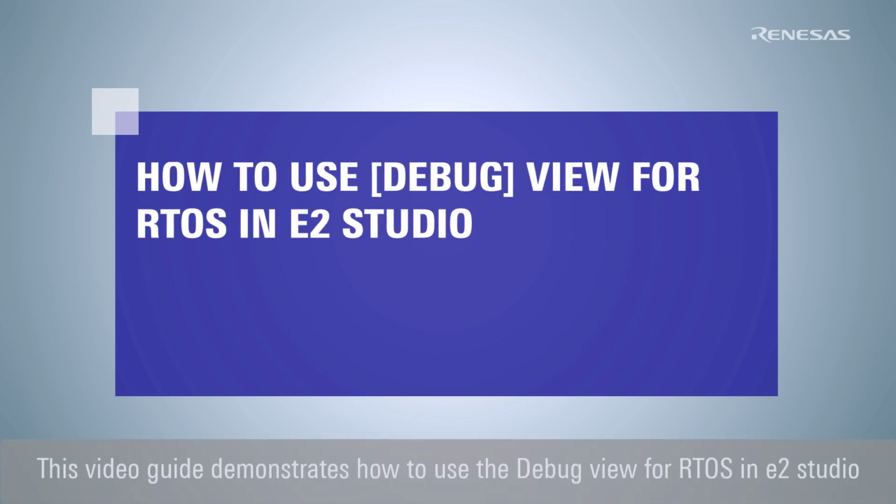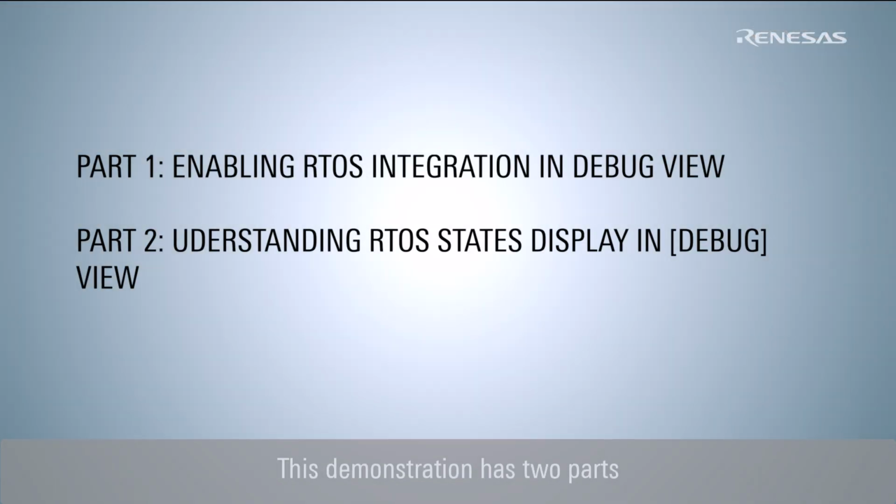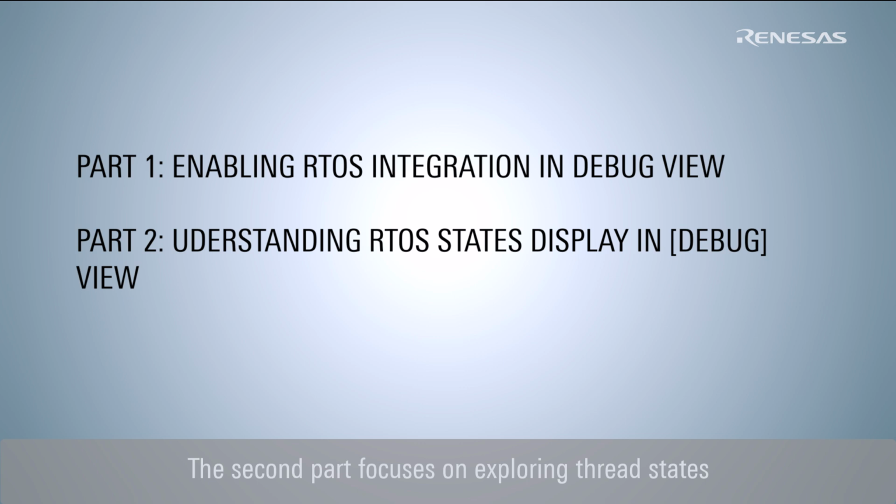This video guide demonstrates how to use the debug view for RTOS in eSquare Studio. This demonstration has two parts. The first part shows how to enable RTOS integration in the debug view. The second part focuses on exploring thread states.